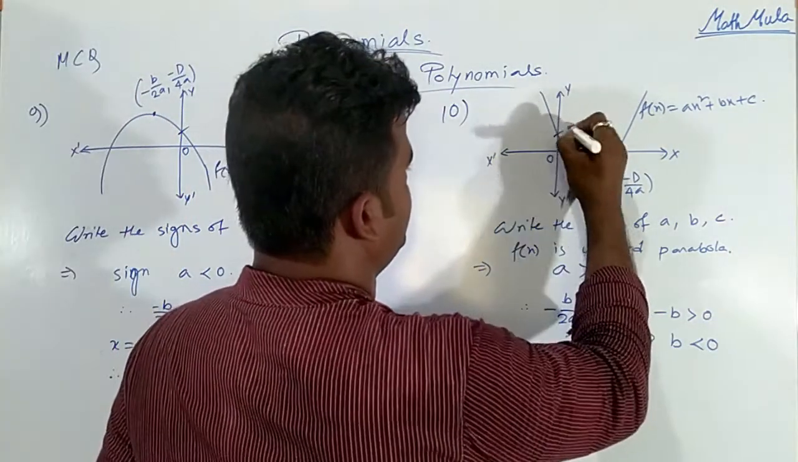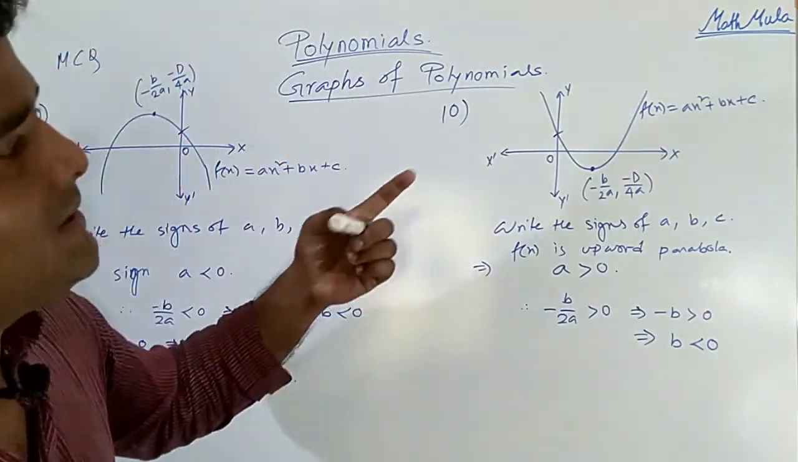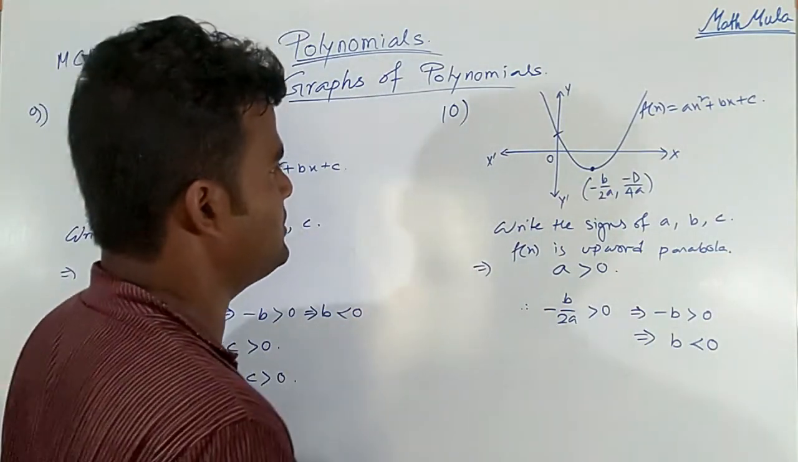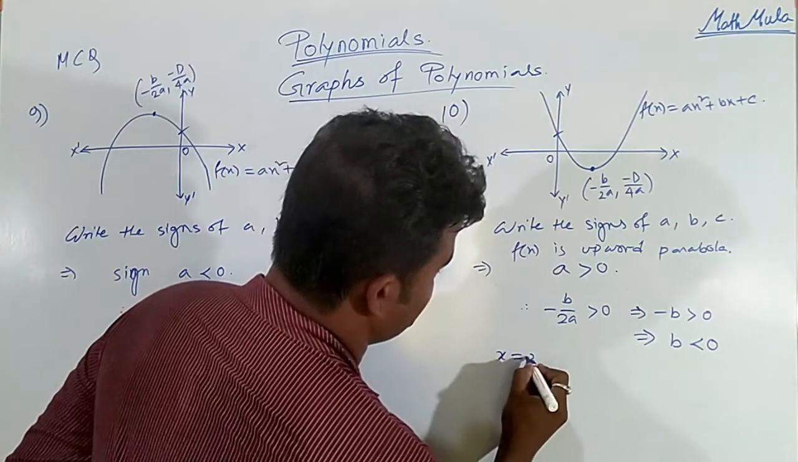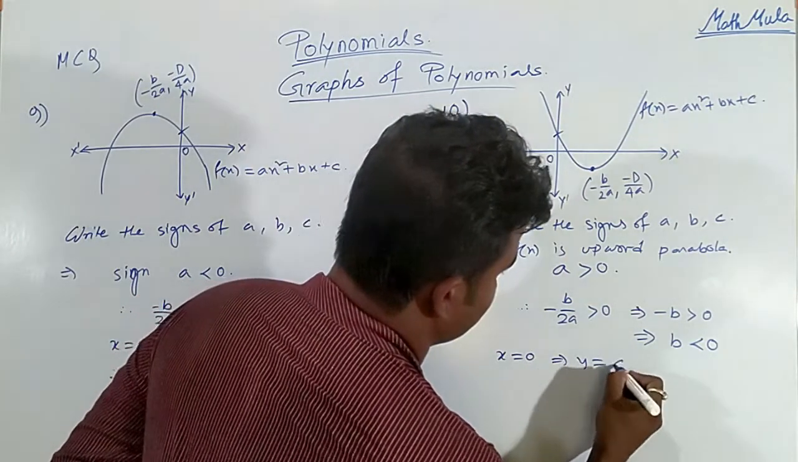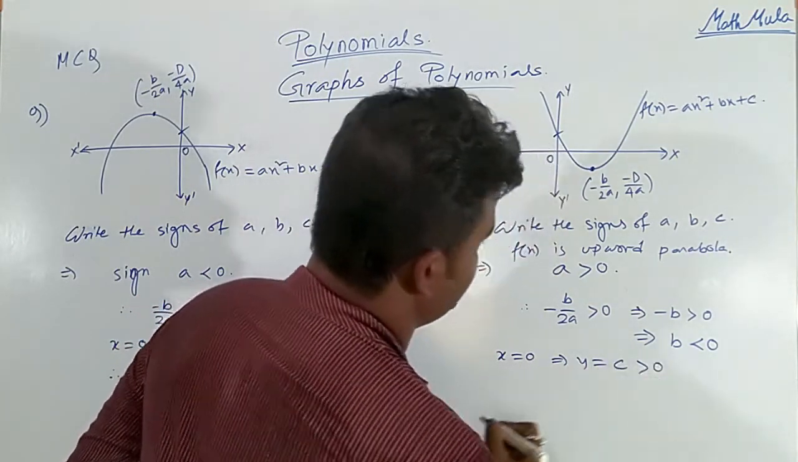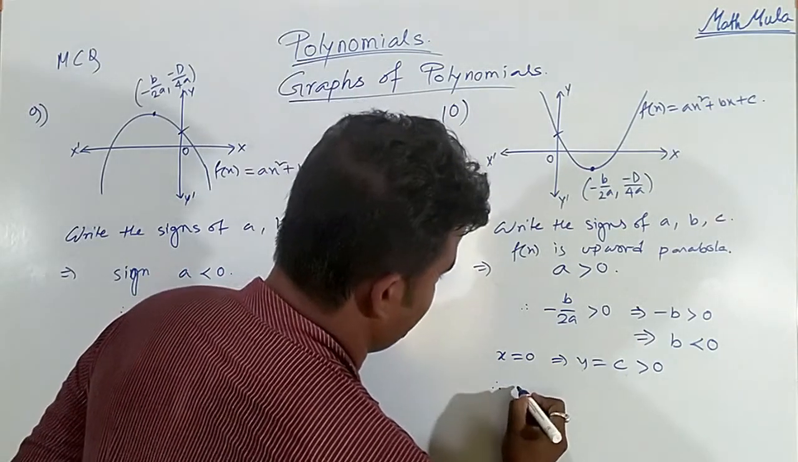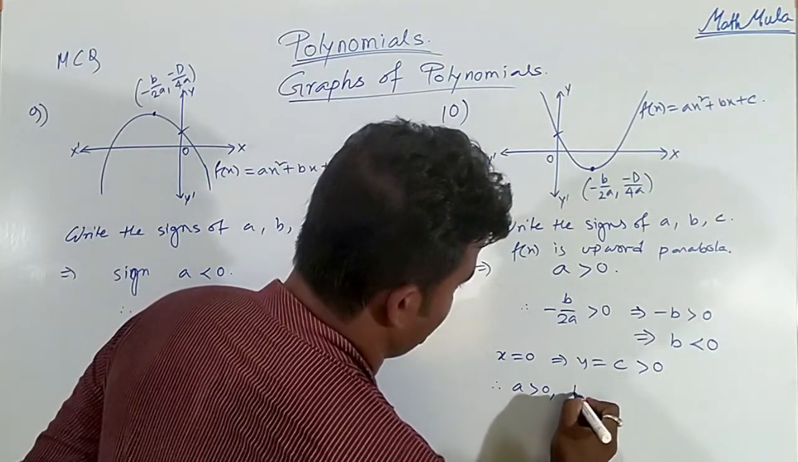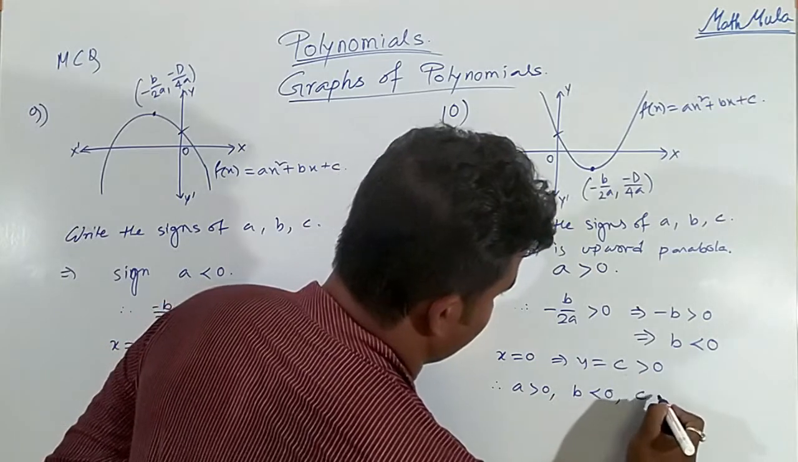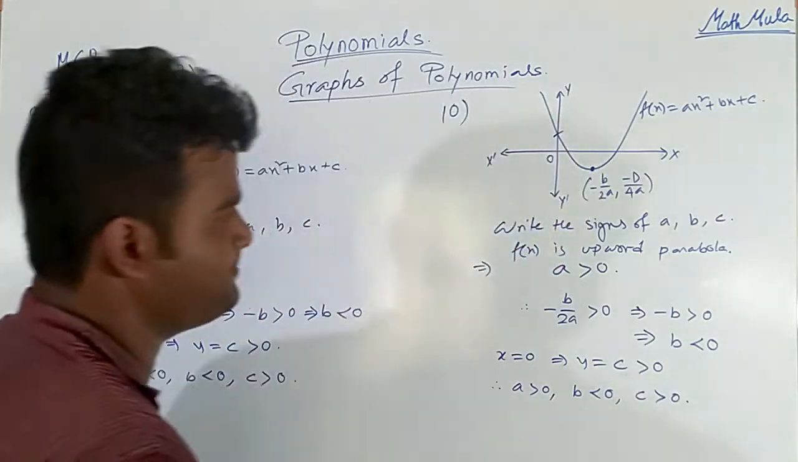From the curve, we can say the curve cuts the y-axis in the positive direction, or positive y-axis. If x equals 0, that implies y equals c, which is positive, greater than 0. Therefore, the sign of a is greater than 0, sign of b is less than 0, and sign of c is greater than 0. That's it.